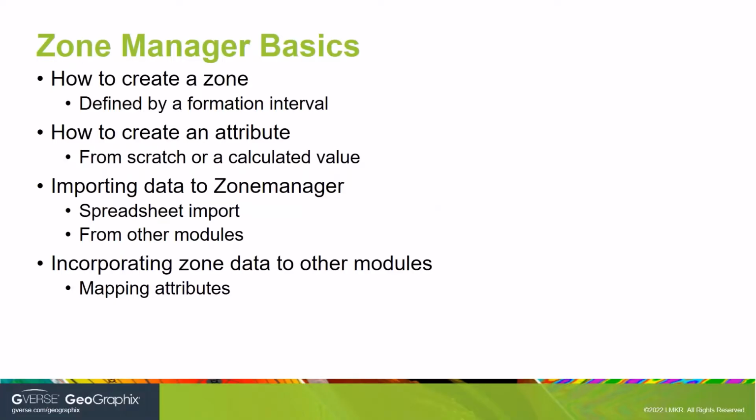So kind of the rundown of the things we're going to look at: how to create a zone, and how those are defined, typically defined by a formation interval, but we can also base those on depth ranges. How to create an attribute, whether it be one we create from scratch or if it's something calculated from within either Zone Manager itself or from another platform.